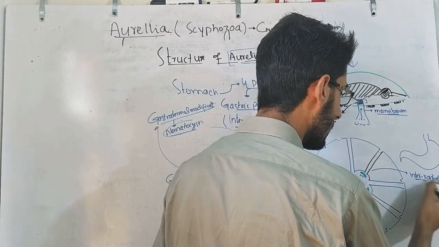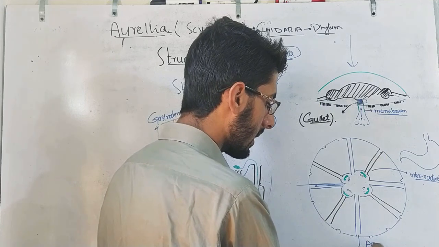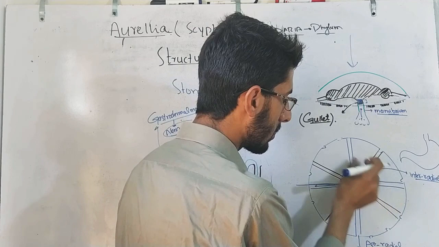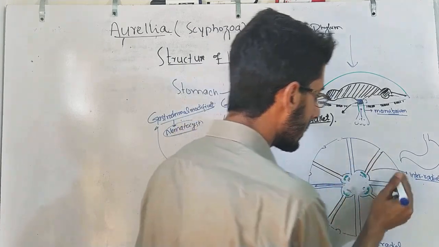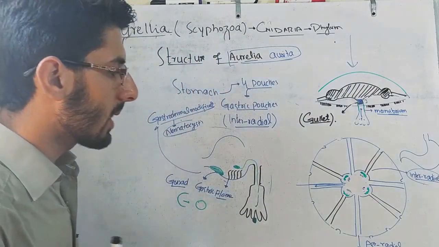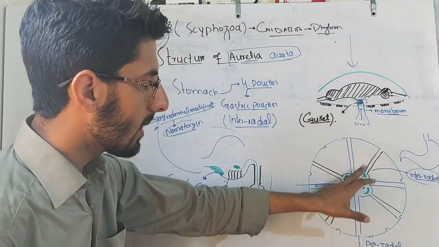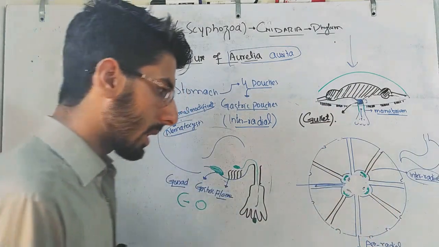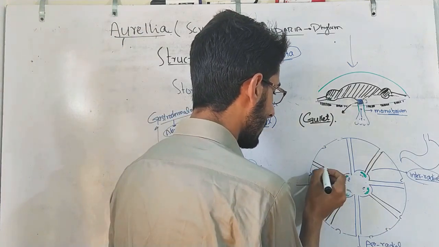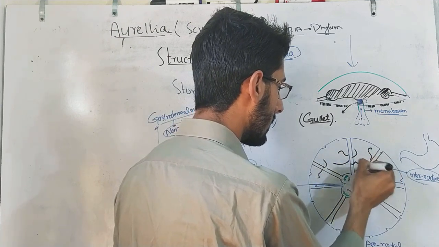So remember that this position is known as perradial, and the position between two radial canals is known as the interradial region or interradial position. So beside these four radial canals, there will be four other canals, and collectively there are 8 in number. But there is another difference: these canals will be further branched. Further branches will occur in each canal. They will be highly branched.